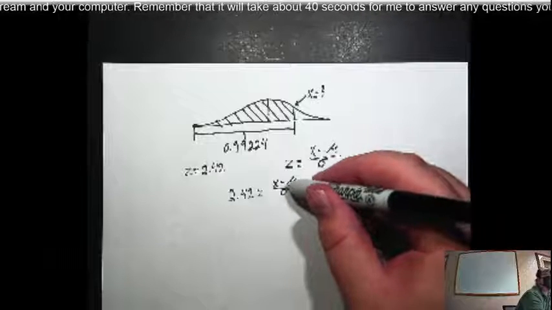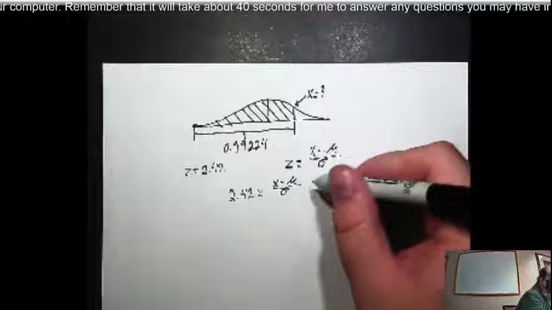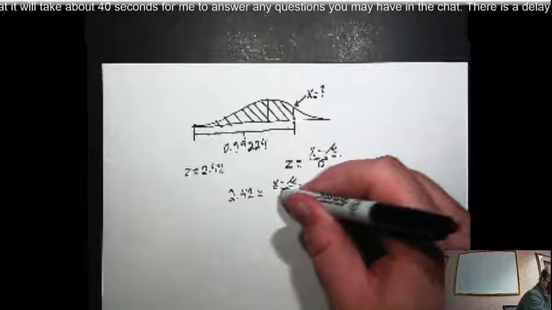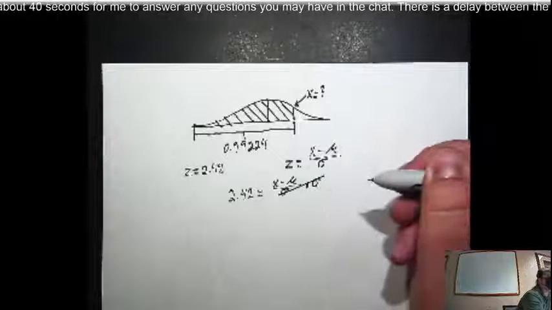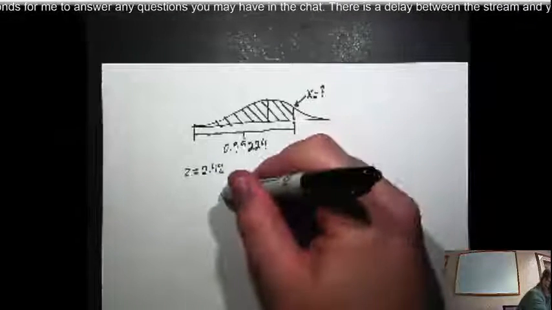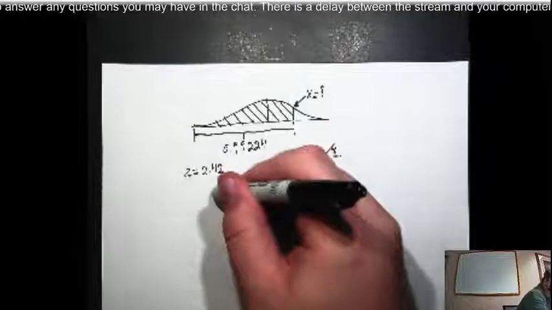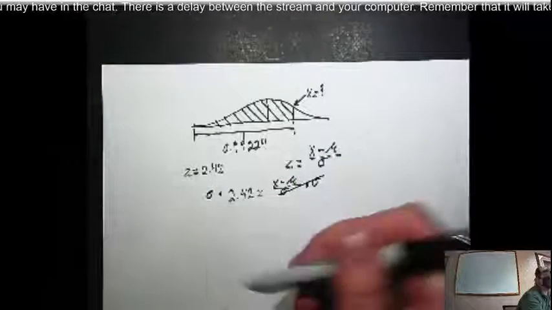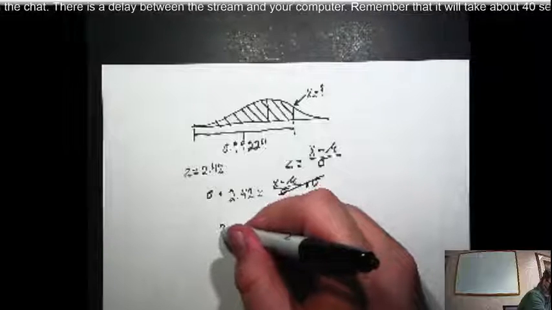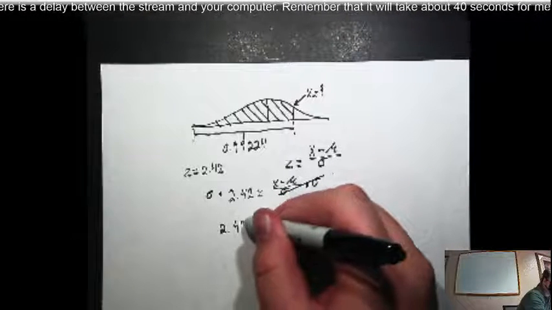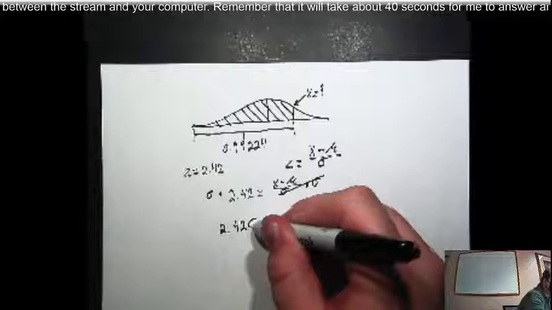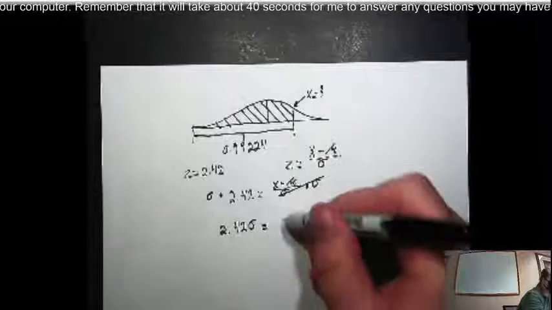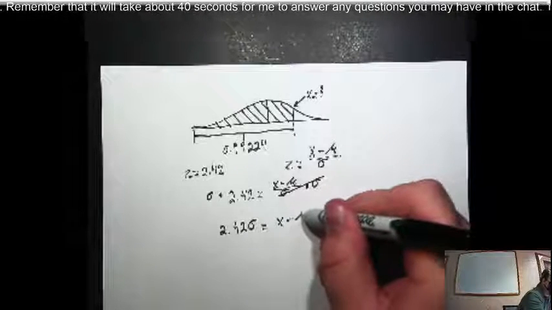So what's making the fraction is that we're dividing by the standard deviation. So let's do the opposite and multiply by the standard deviation. And that will cancel. Now, of course, whatever we do to one side, we need to do that to the other side as well. So we're going to multiply this side by standard deviation also. So that gives us 2.42 times standard deviation, or 2.42 sigma, equals x minus mu.